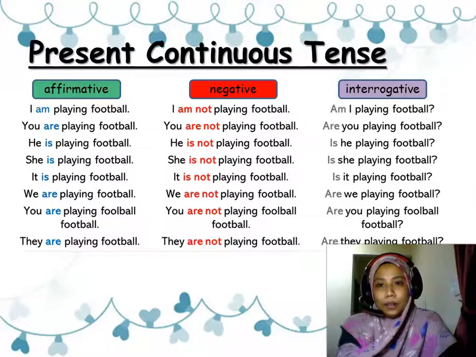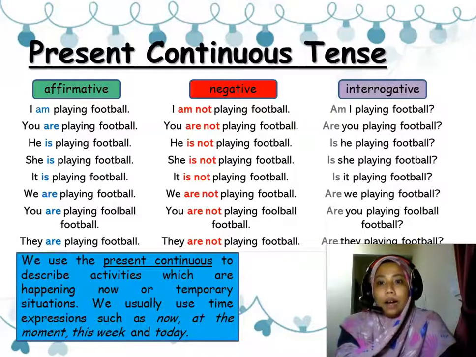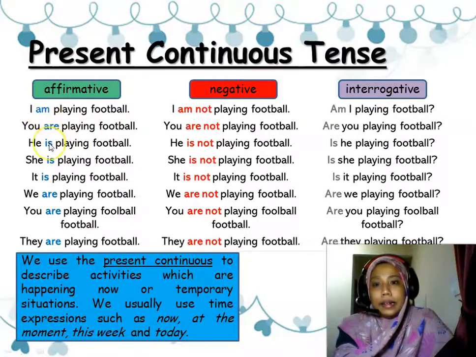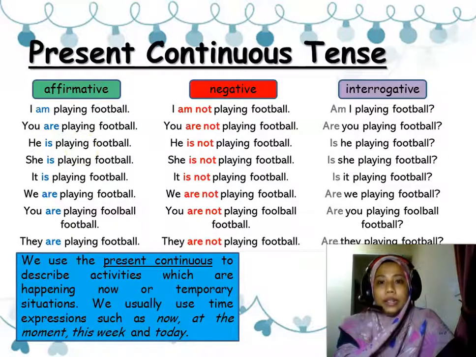Next, let's take a look and revise the present continuous tense. As with present simple, it also comes with affirmative or positive sentences, negative sentences, and interrogative or questions. Present continuous tense is based on the verb to be of am, are, and is, plus the verb with the addition of ing to indicate that the activity is happening.